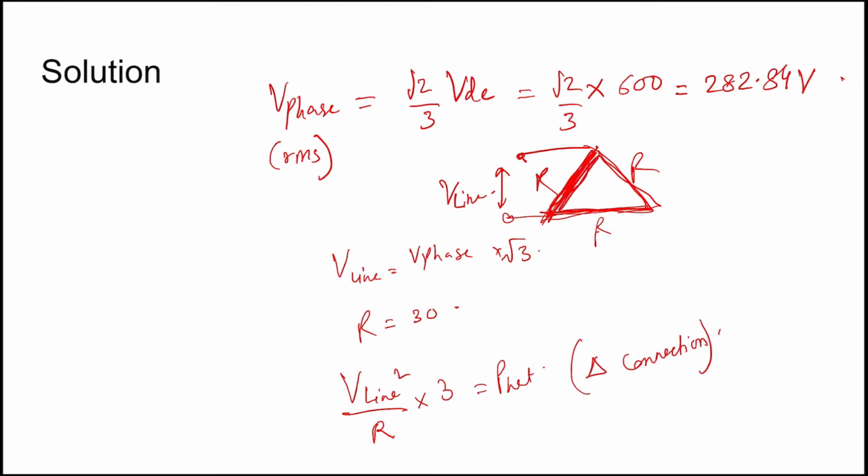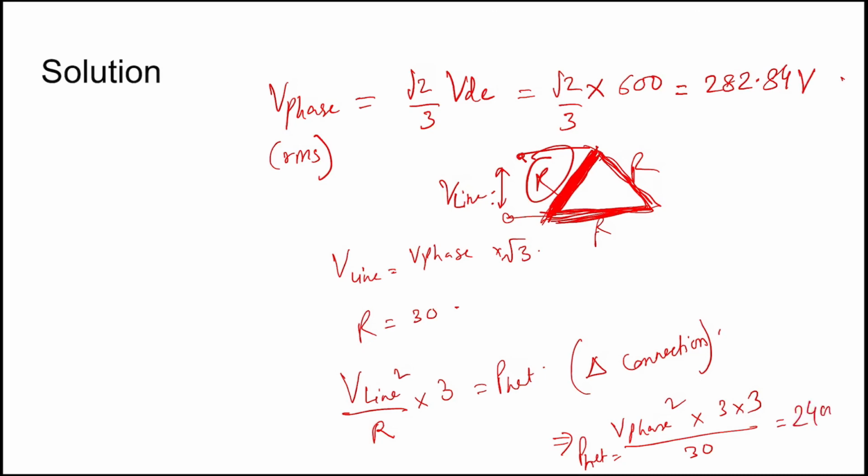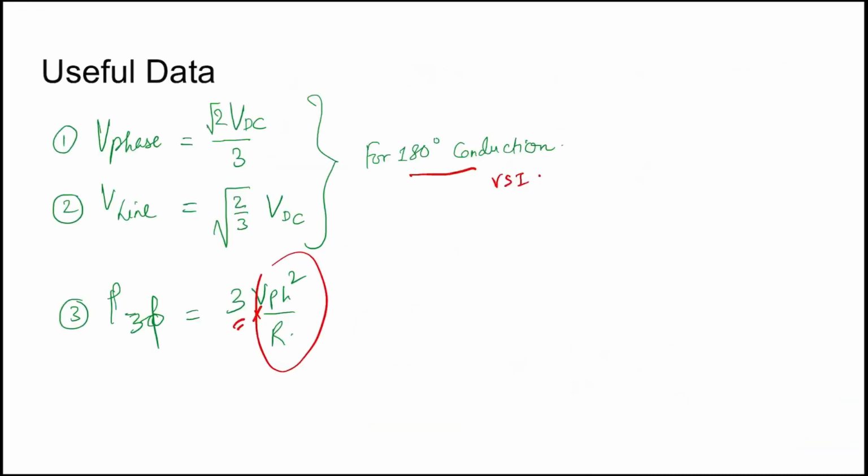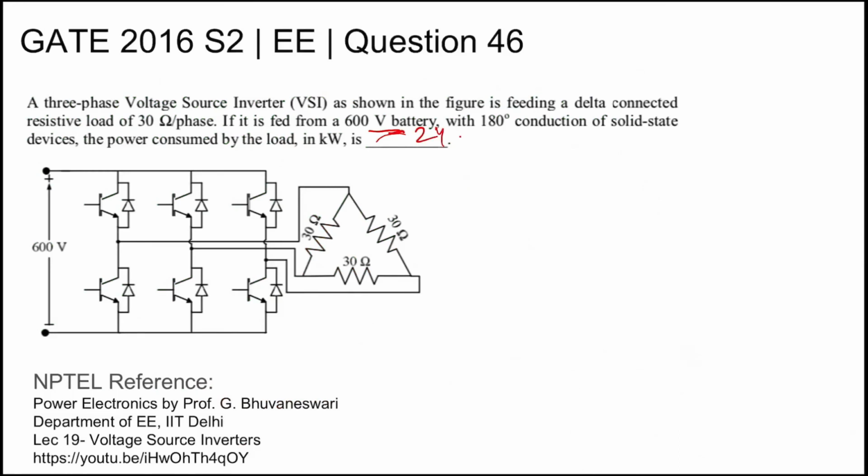The simple rule is across every R element you need to find the voltage, and that square divided by R will be the power, and that times 3 gives the net power. So now V line square is V phase square into 3, into 3 divided by 30, which is equal to this P net, which is equal to 24,000 watt or 24 kilowatt. So the answer is 24 kilowatt.